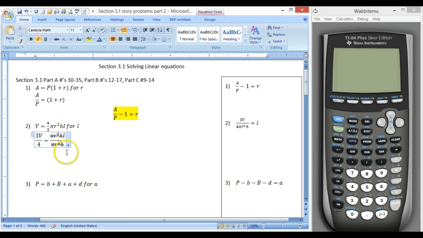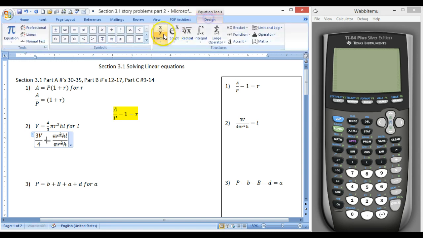So over here, I need to divide this by pi r squared h. But again, it's working with a fraction, so I need to multiply by the reciprocal. So I'm going to multiply this by 1 over pi r squared h.